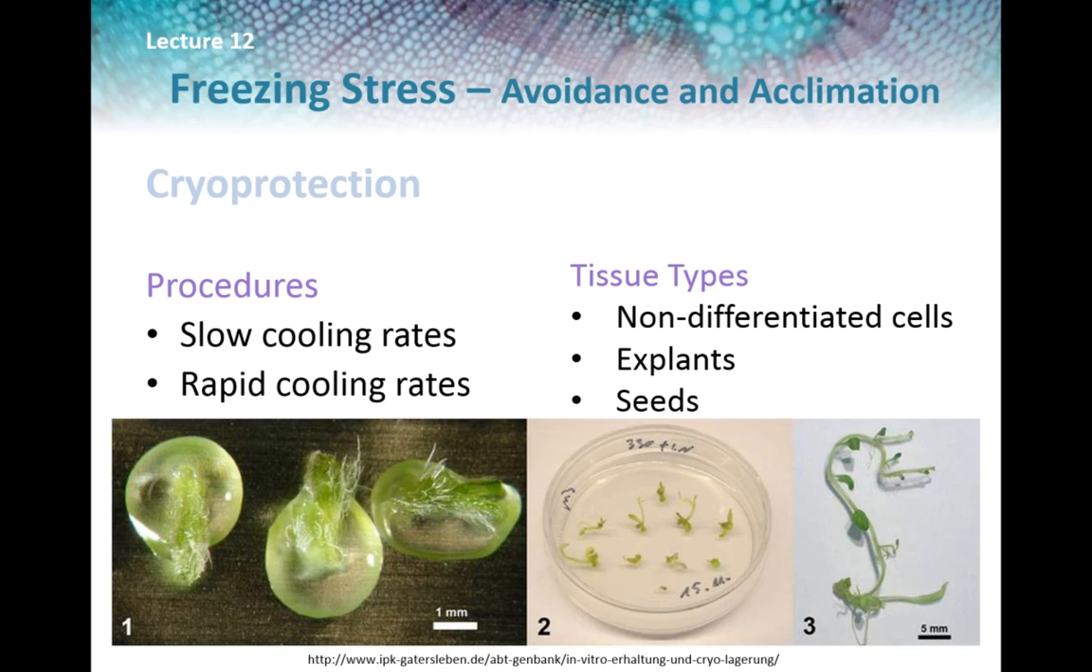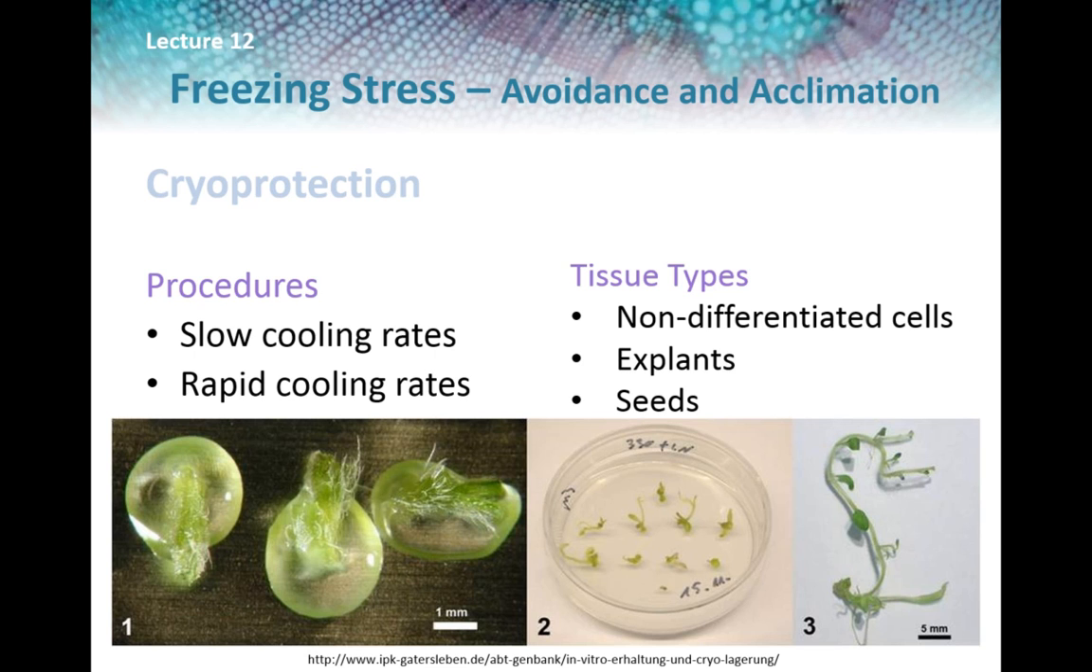Warming is usually very rapid. One protocol using rapid cooling rates is termed encapsulation. Tissues are encapsulated in alginate beads treated with high concentrations of sucrose, dried, then plunged into liquid nitrogen. Another simpler procedure involves treating tissues with a cryoprotecting cocktail, both penetrating and non-penetrating compounds, followed by liquid nitrogen.